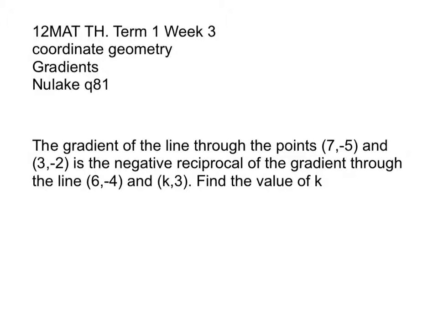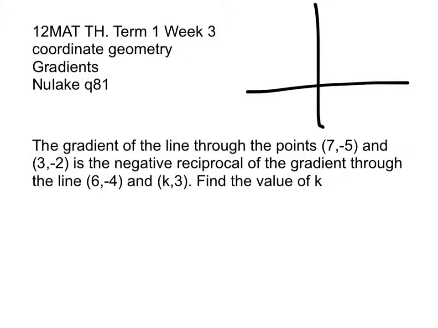So the question goes like this. The gradient of the line through the points 7, negative 5 and 3, negative 2 is the negative reciprocal of the gradient through the line 6, negative 4 and k, 3. Find the value of k.